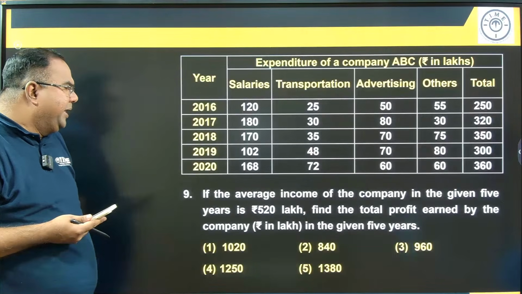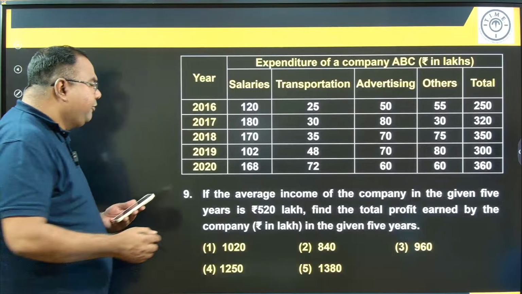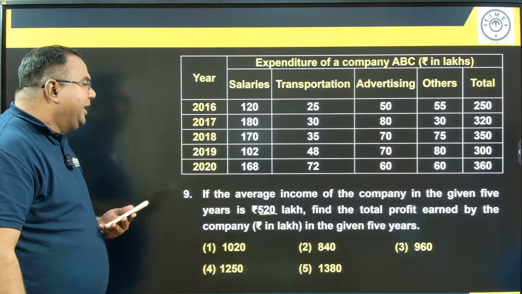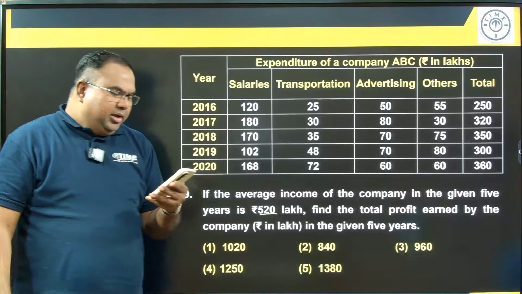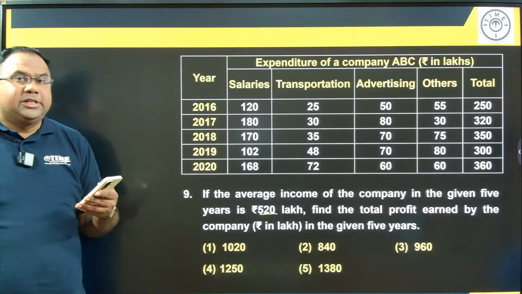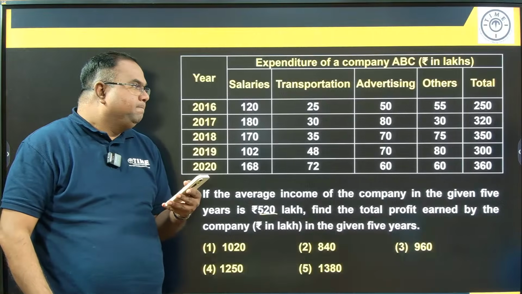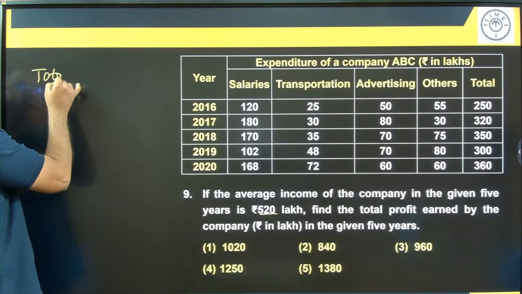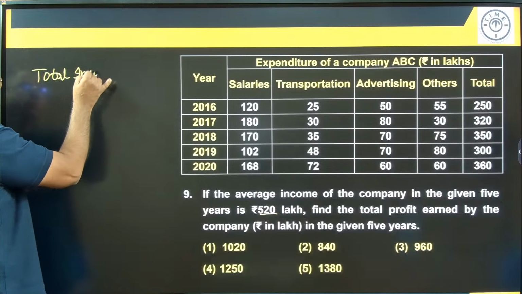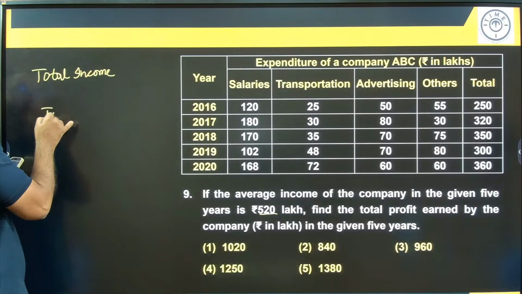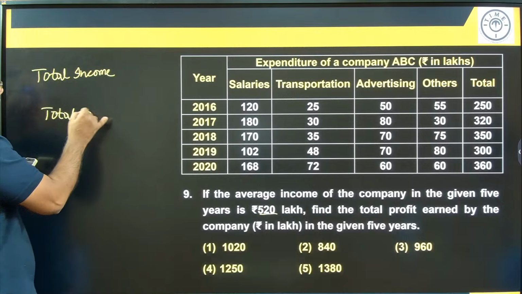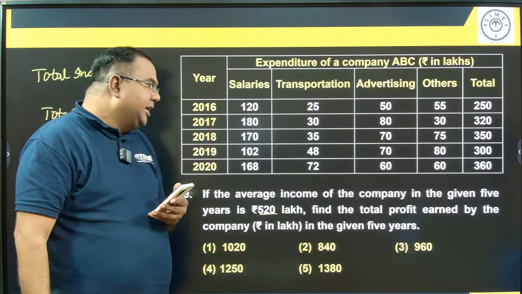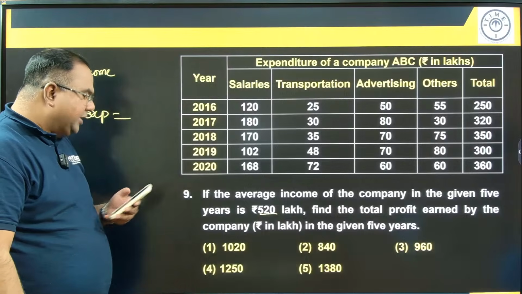Average income of the company in the given 5 years is 520. Find the total profit earned by the company in the given 5 years. Time starts now. Quick. I'll give you a hint here. You find out total income, you find out total expenditure, you'll get your answer. I need total profit only. That's the question. Find the total profit.